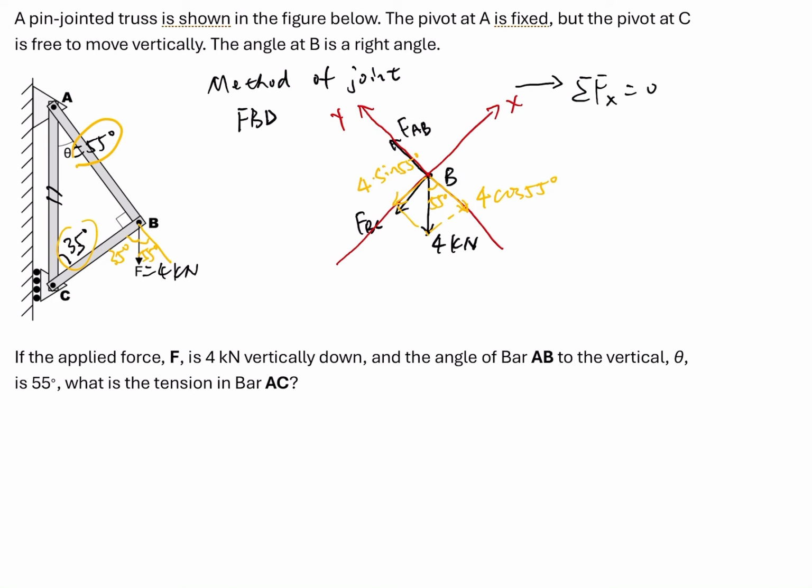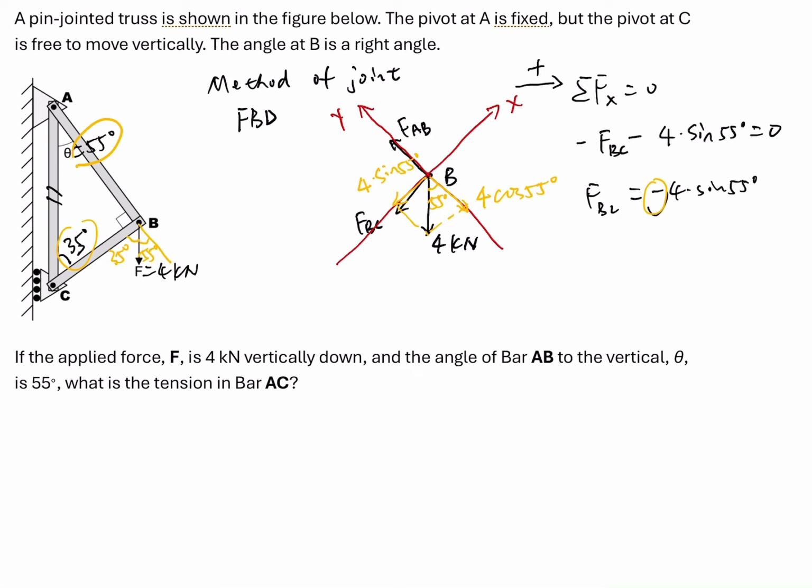Then we can write down the equation of equilibrium in the X direction. Sum of Fx equals 0, and we assume going right is positive. On the X direction we have two forces. One is FBC, which goes left, so it's negative, and the second force is 4 times sine 55 degrees, which is negative as well. So negative FBC minus 4 sine 55 degrees equals 0. So FBC is a negative value, so our assumption of member BC in tension is not correct. We say member BC is in compression, and the value is 4 times sine 55 degrees.